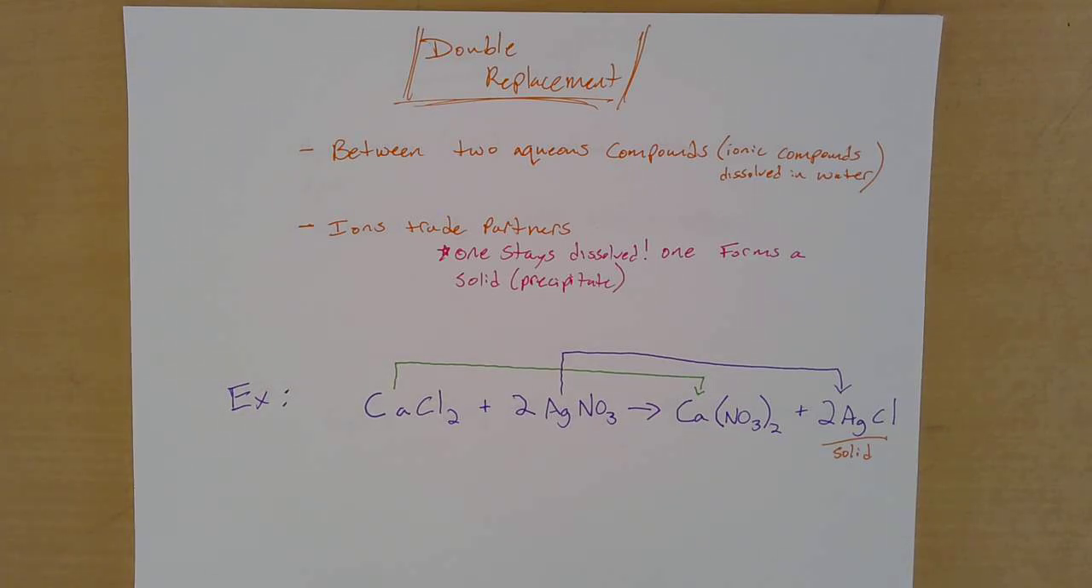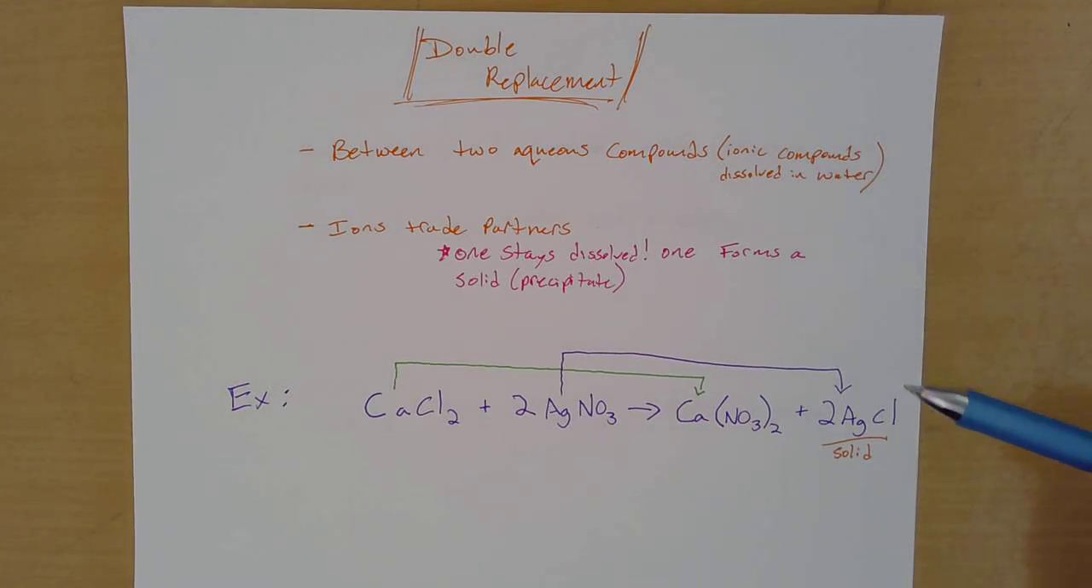With a double replacement, you're just doing it twice. So this has to be between 2 aqueous compounds. So I have to have 2 different things going in there that are aqueous. Aqueous just means that it's an ionic compound that has been dissolved in water.